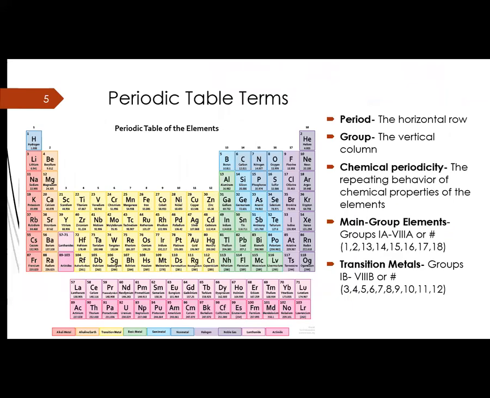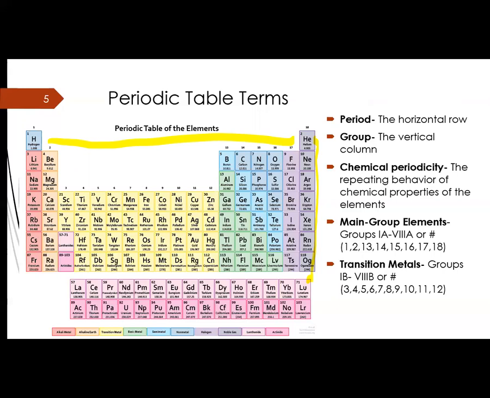And so when we talk about the periodic table, there's a couple of terms that we want to be familiar with. The first one is the name period. So period is what we call a horizontal row on the periodic table. So things like hydrogen and helium are in the same period. Groups, on the other hand, are the vertical column. So hydrogen and helium, they're in the same period, but helium, neon, argon, those are all in the same group.